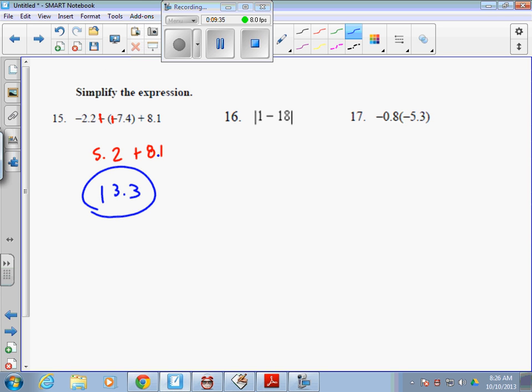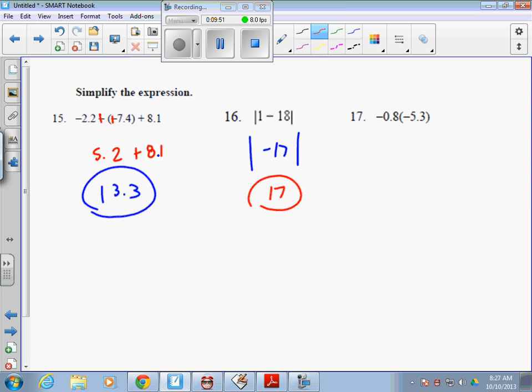This says the absolute value of 1 minus 18. Well, 1 minus 18 is negative 17, but it's the absolute value of that, which means how far from 0 is it? Basically, all absolute value does is it gets rid of negatives, so it's 17. You can never have a negative value for an absolute value.